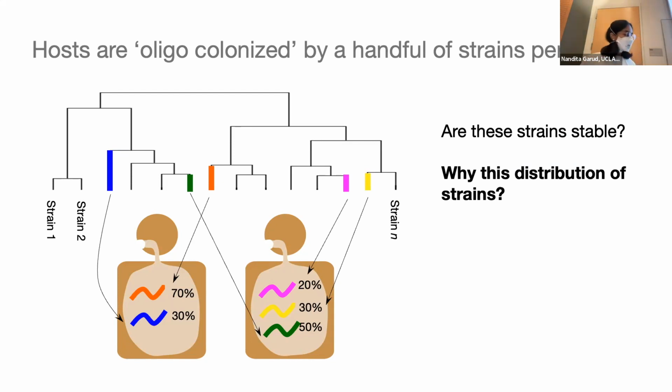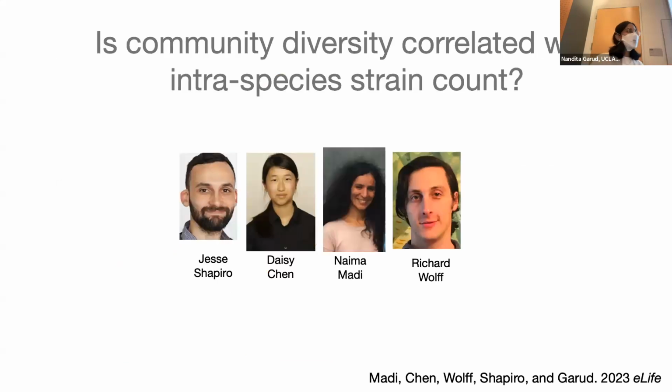This question actually continues to keep me up at night, and I think is a question we're going to have to keep chipping at as a field, but we can start to try to understand it and try to understand what are the kind of correlates with the strain count. So this is a collaboration with Professor Jesse Shapiro at McGill University, his student Naima Mahdi, and then Daisy and Ricky, who I've introduced. And we asked, is community diversity correlated with intraspecies strain count?